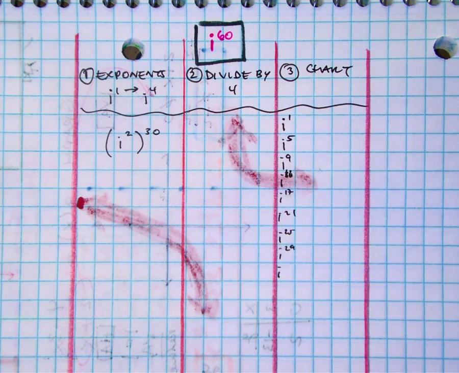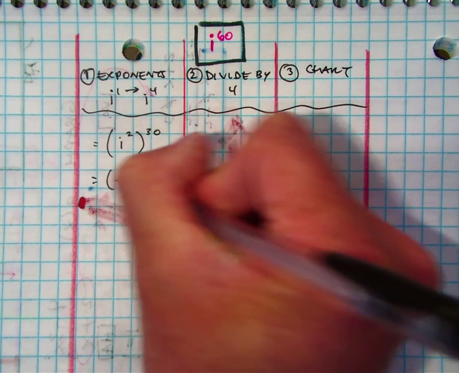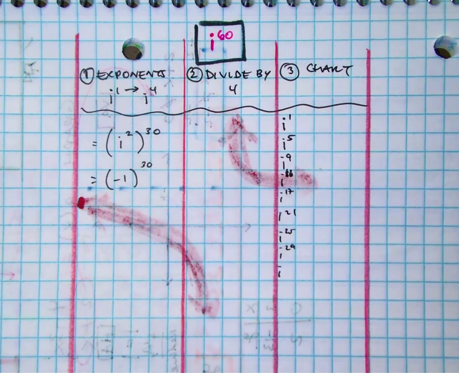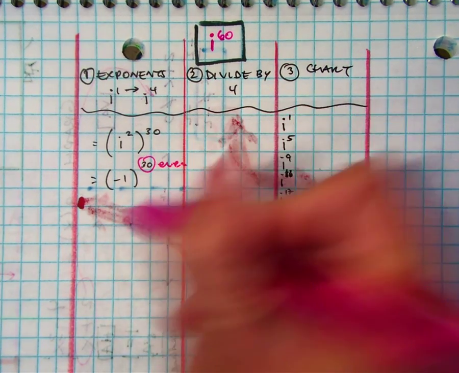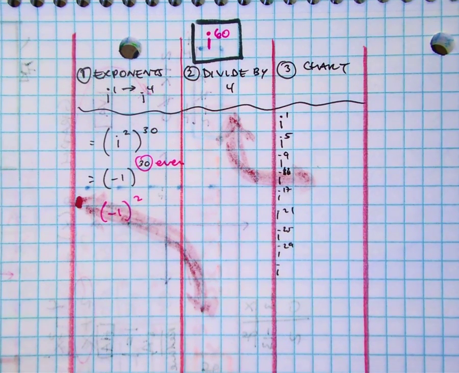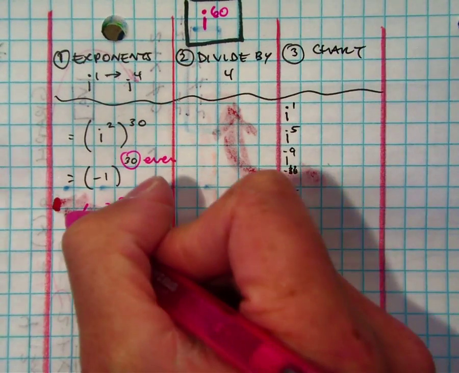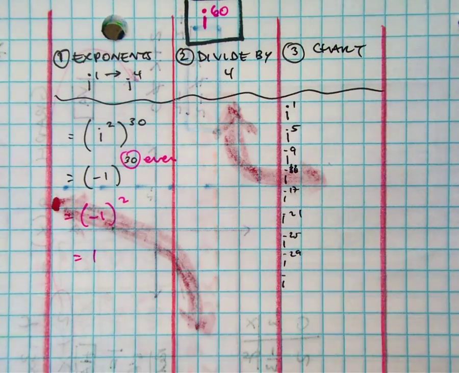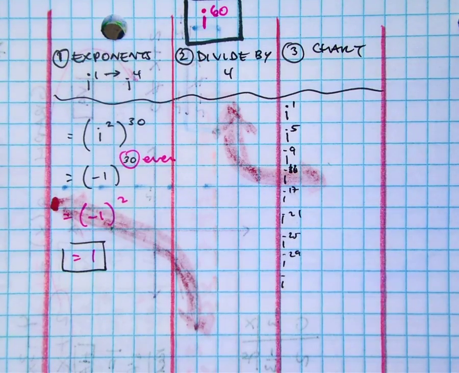Well, class, what is i squared? Is 30 even or odd? Even. So you can kind of treat it like -1 to the 2nd power, right? Is that an easier even? Yeah. And -1 squared is? 1. Our answer is 1. So this is using it by exponents.